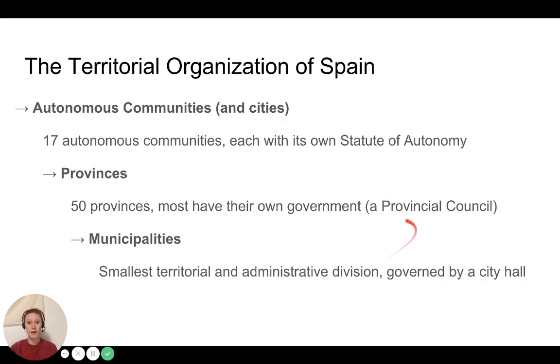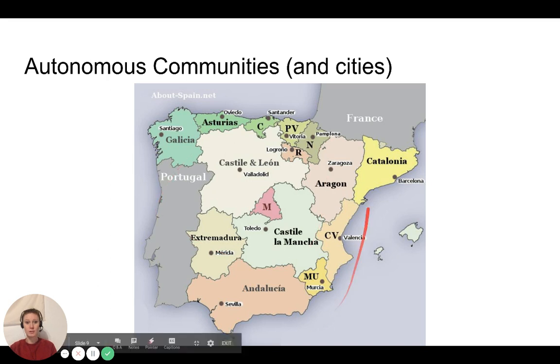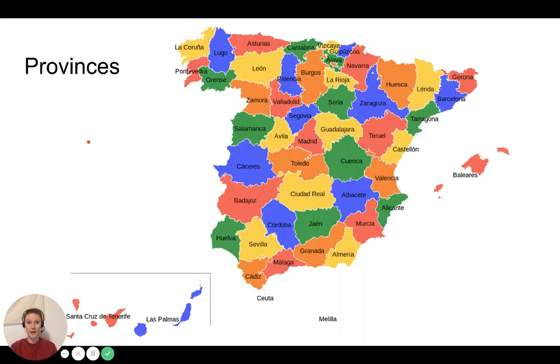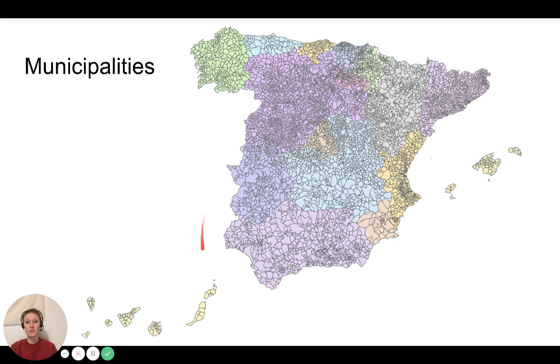Each one has its own government dictated by the one above it to a further extent. We have autonomous communities, shown here, which are the largest division. Then we have the provinces, which each autonomous community is divided into. Then we have municipalities. Let's look at an example.